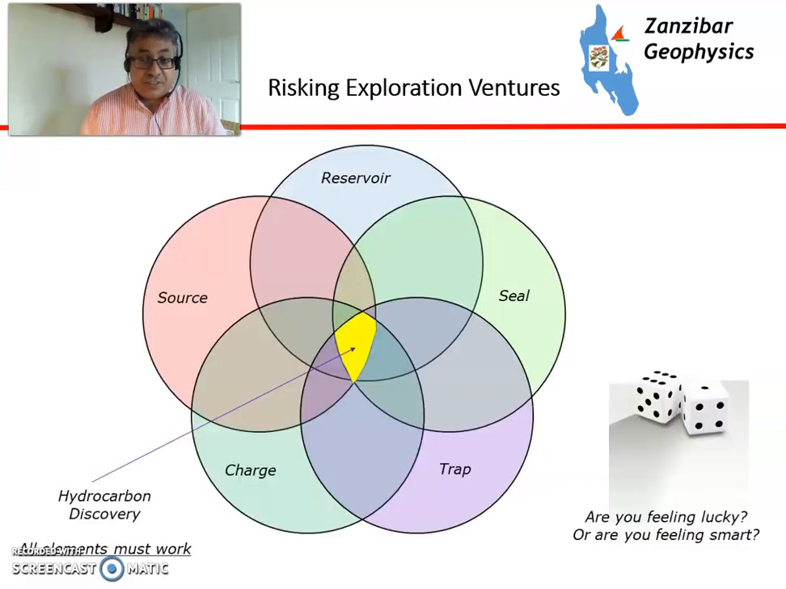This is how we risk exploration prospects. Now, all the elements must work. So you have your source, your reservoir, your seal, your trap, and your charge. All of them have to work. If any one of them fails, you'll get a dry hole.